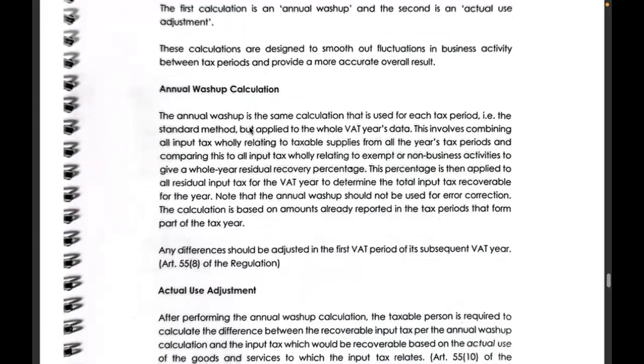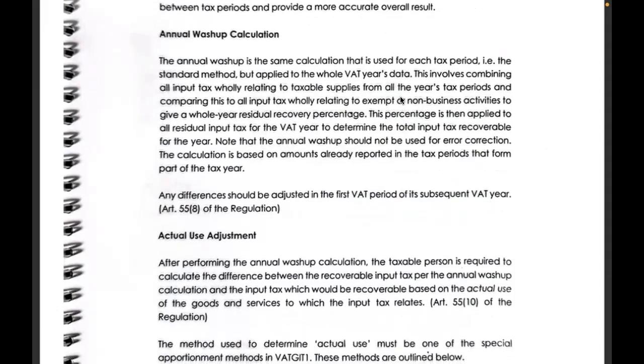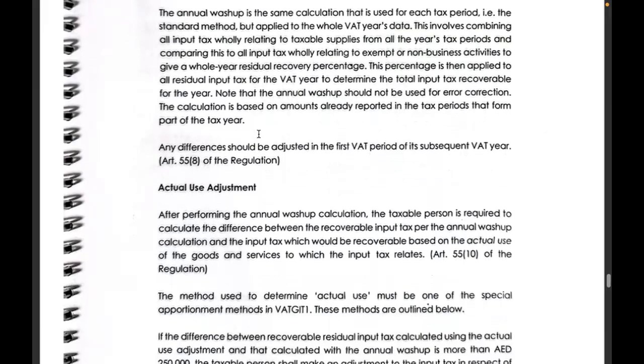So let us have a look at first of all the annual wash up calculation. Annual wash up is the same calculation that is used for each tax period, the standard method, but applied to the whole VAT year's data. Like every quarter we had some amount of input tax that was mixed use, right? So we take the full year's mixed use data and we then find out how much we have actually blocked or how much we have recovered. And if there is a difference, we will adjust it. This involves combining all the input tax wholly relating to taxable supplies from all the year's tax periods and comparing this to all input tax wholly relating to exempt supplies or non-business activities for the whole year. And then we take a revised rate. This percentage is then applied to all residual input tax for the VAT year to determine the total input tax recoverable for the year. Probably we are going to have an illustration soon.